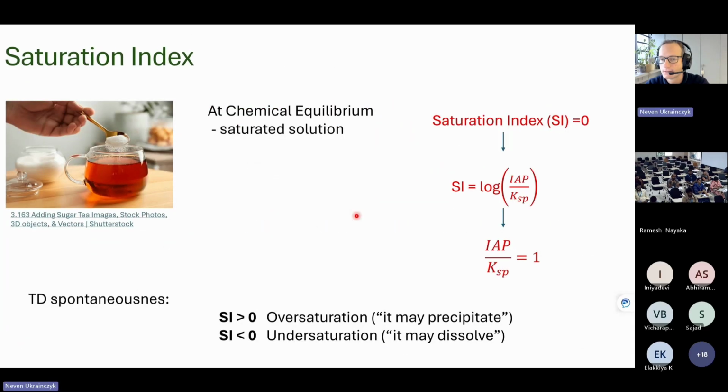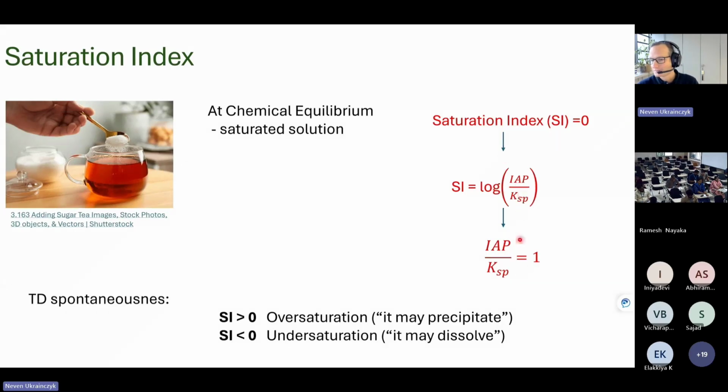Don't be afraid of these equations, because we will anyway use online tools. But you just need to remember that we have the ion activity product, which is the multiplication of ions. And if this reaches the solubility product, then you have the equilibrium. So this is the rule for equilibrium. We can also define a saturation index if you take a logarithm. Yeah, chemists always like to put a logarithm on everything.